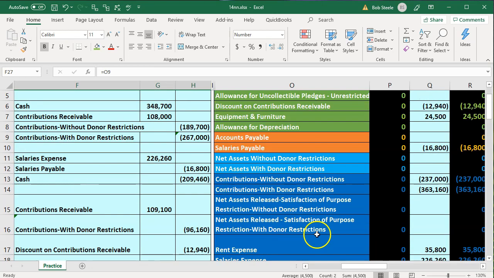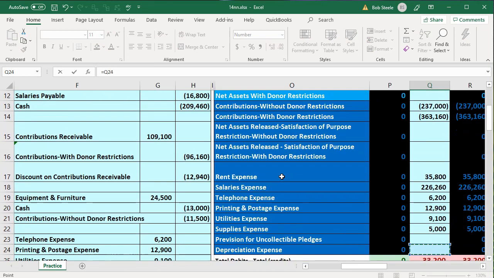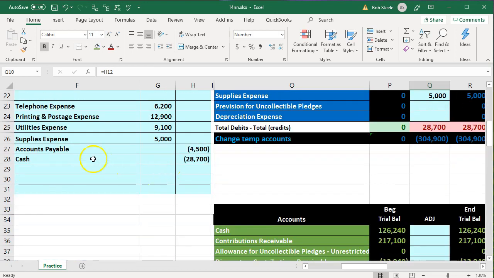Next, accounts payable. That's a liability account, so we're going to be up top. Accounts payable, that's going to be in cell Q9. Within Q9, we're going to say equals. Scroll back down once again, and we're going to be picking up then the accounts payable. And enter.